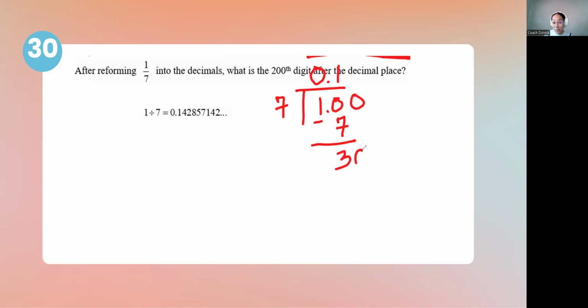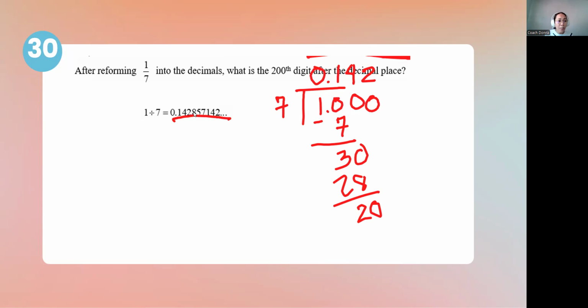Add another 0. 30 divided by 7, that's 4. 4 times 7 is 28. Then this will become 2. Add another 0. That's 20, and you'll have 2 and so on. That's how we do it. You'll eventually find that this is your answer.